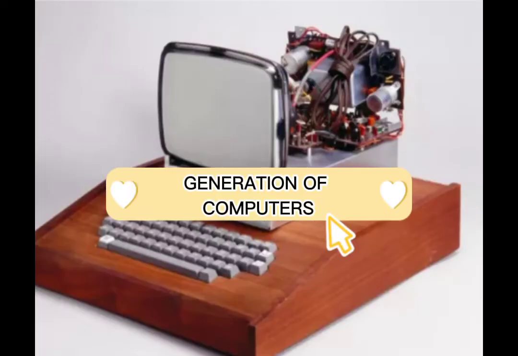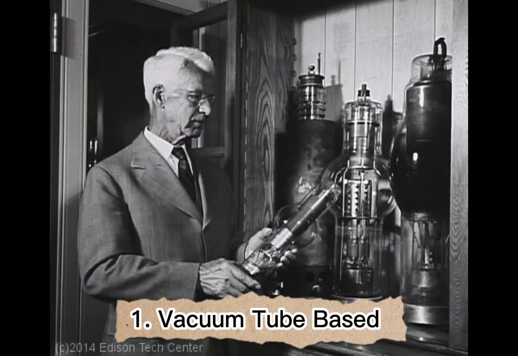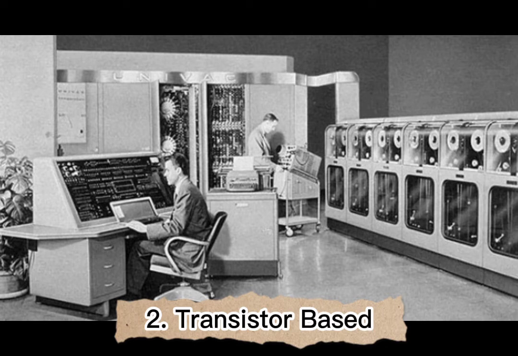So this time let's get to know the generation of computers. There are 5 generations of computers. The first one is vacuum tube based, during the 1940s to 1950s. Examples are ENIAC, UNIVAC, and IBM. The second generation is transistor based, during the 1950s to 1960s, wherein this gradually improves the speed of the invented computers.